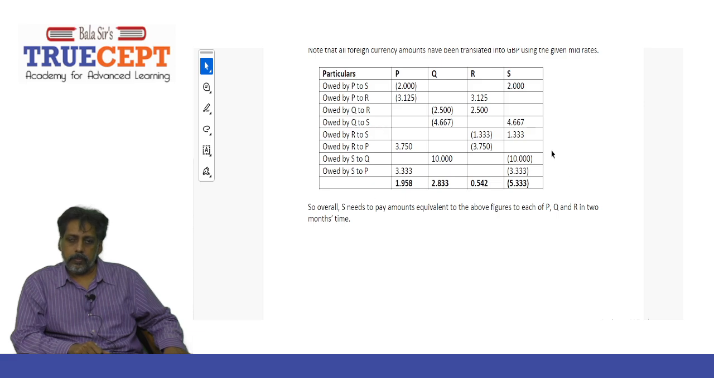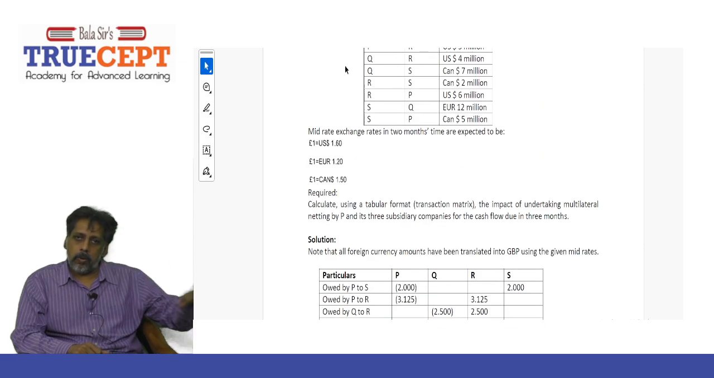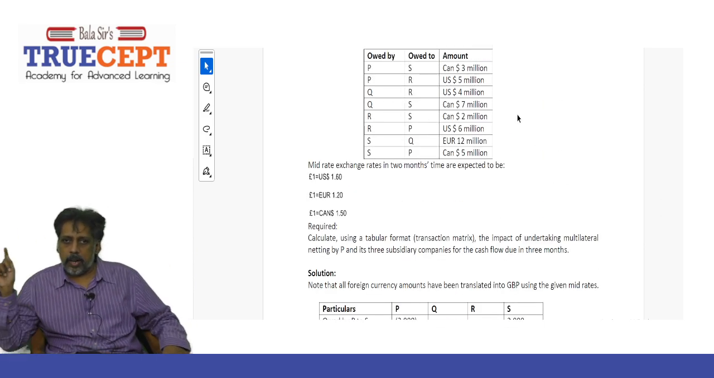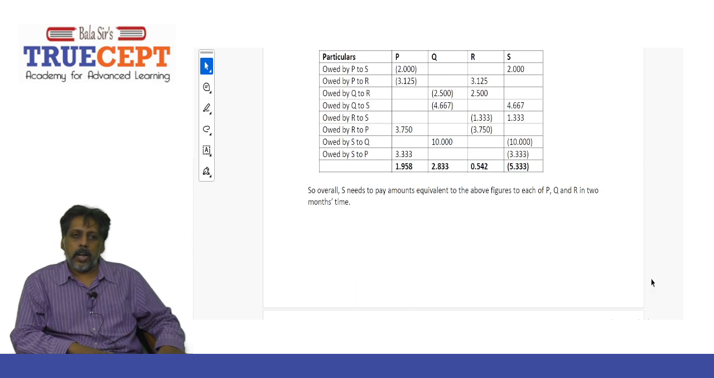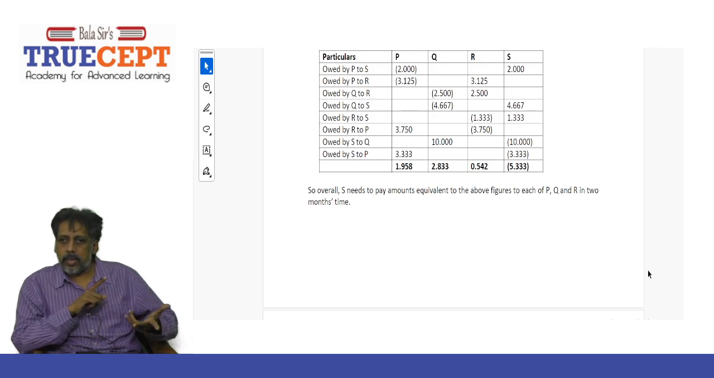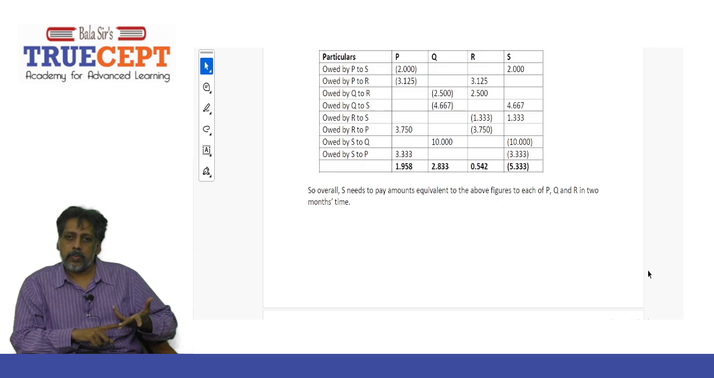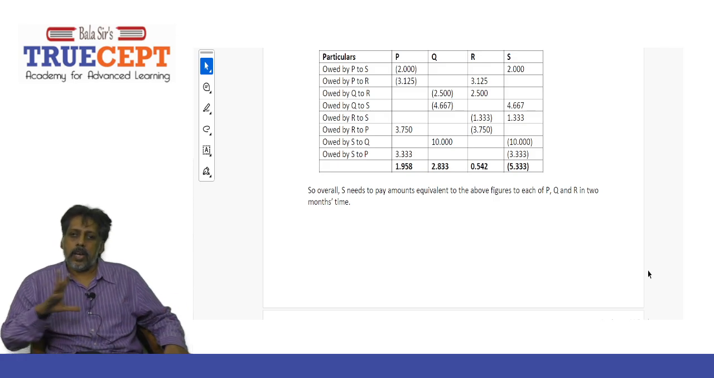Next, owed by Q to R. So under Q it is negative, and under R it is positive. It's US dollar 4 million. So what are you going to do? Convert 4 million by 1.6, as it is US dollar, right? Yes, sir. So by 1.6, how much do you get? Under Q it's 2.5 negative, and under R it is 2.5 positive. Once you convert, not an issue, right?